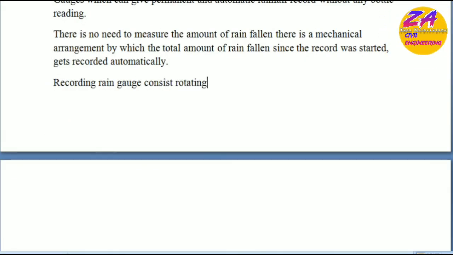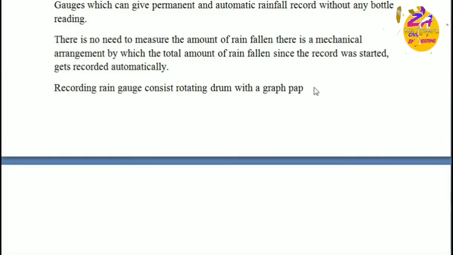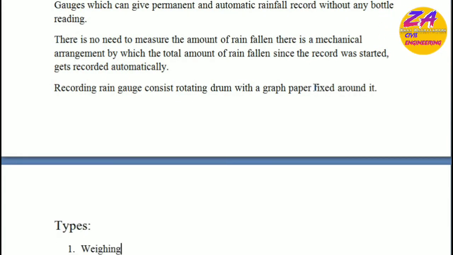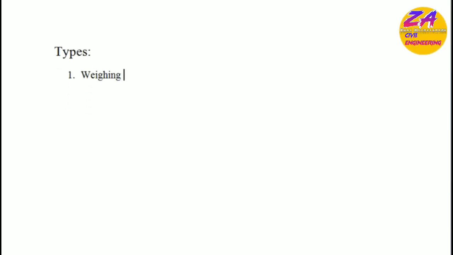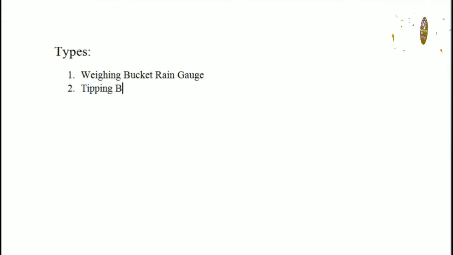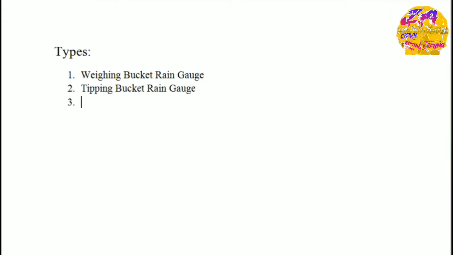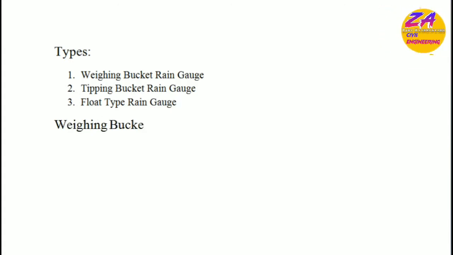Recording rain gauge consists of a rotating drum with graph paper fixed around it, and types: first, weighing bucket rain gauge, second, tipping bucket rain gauge, and third, float type rain gauge.